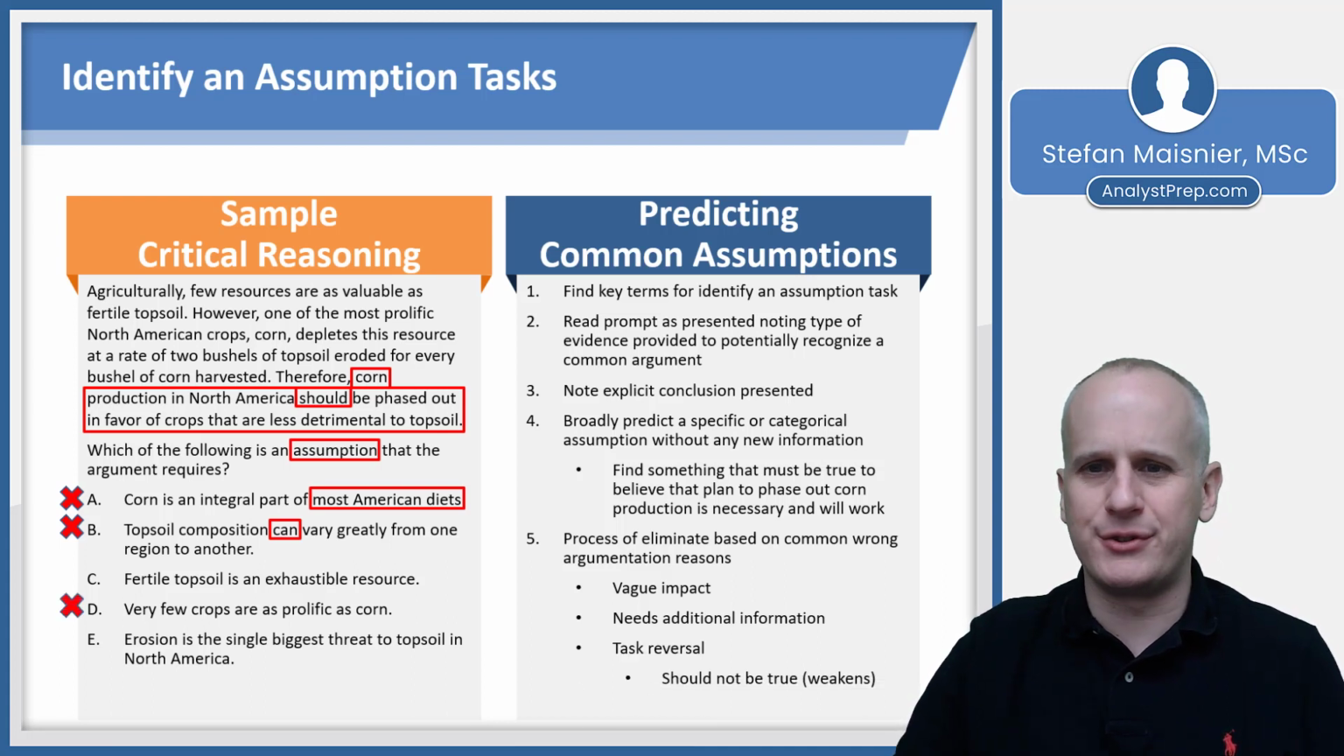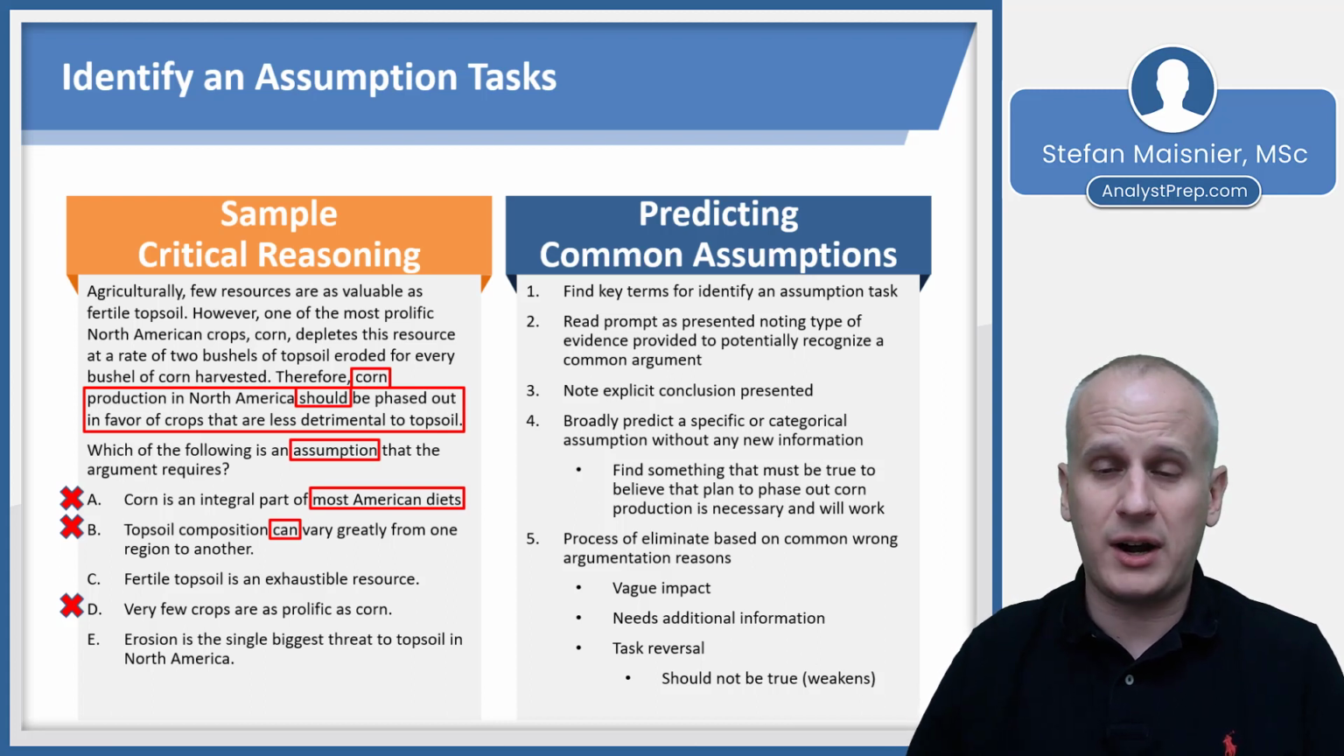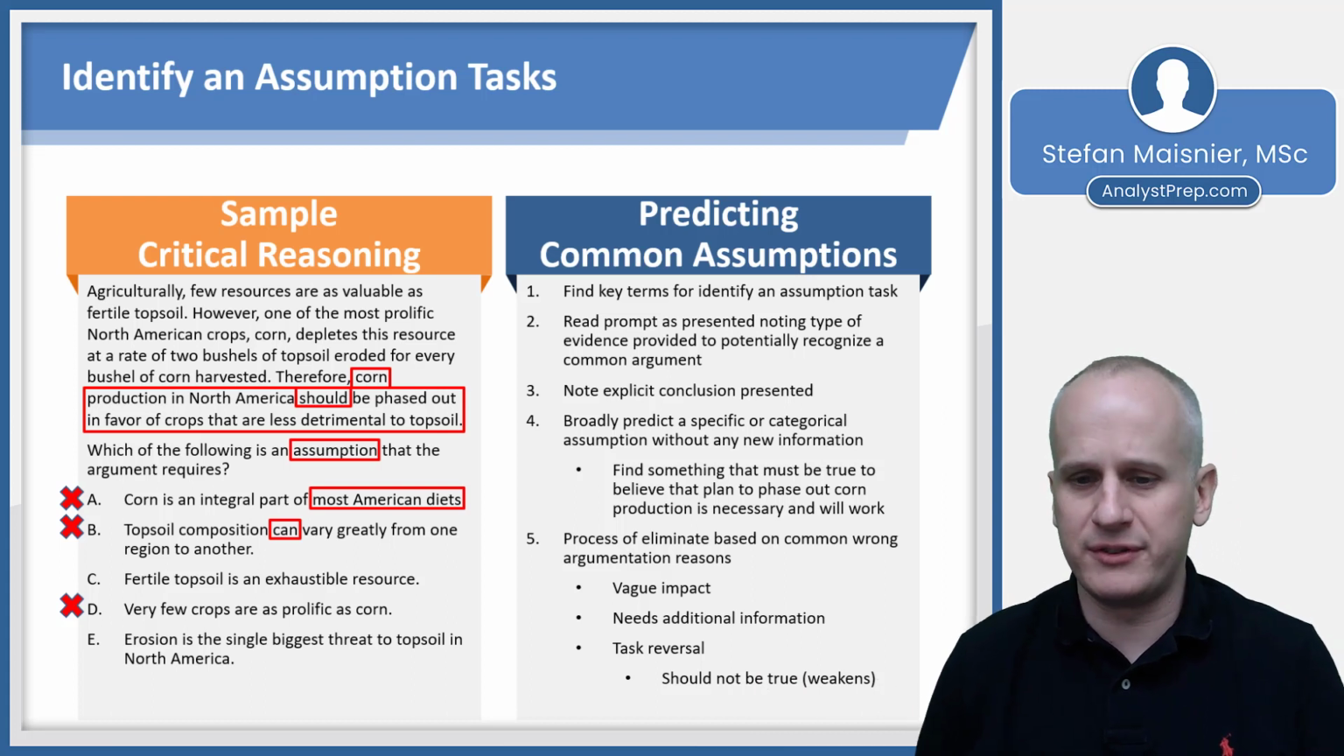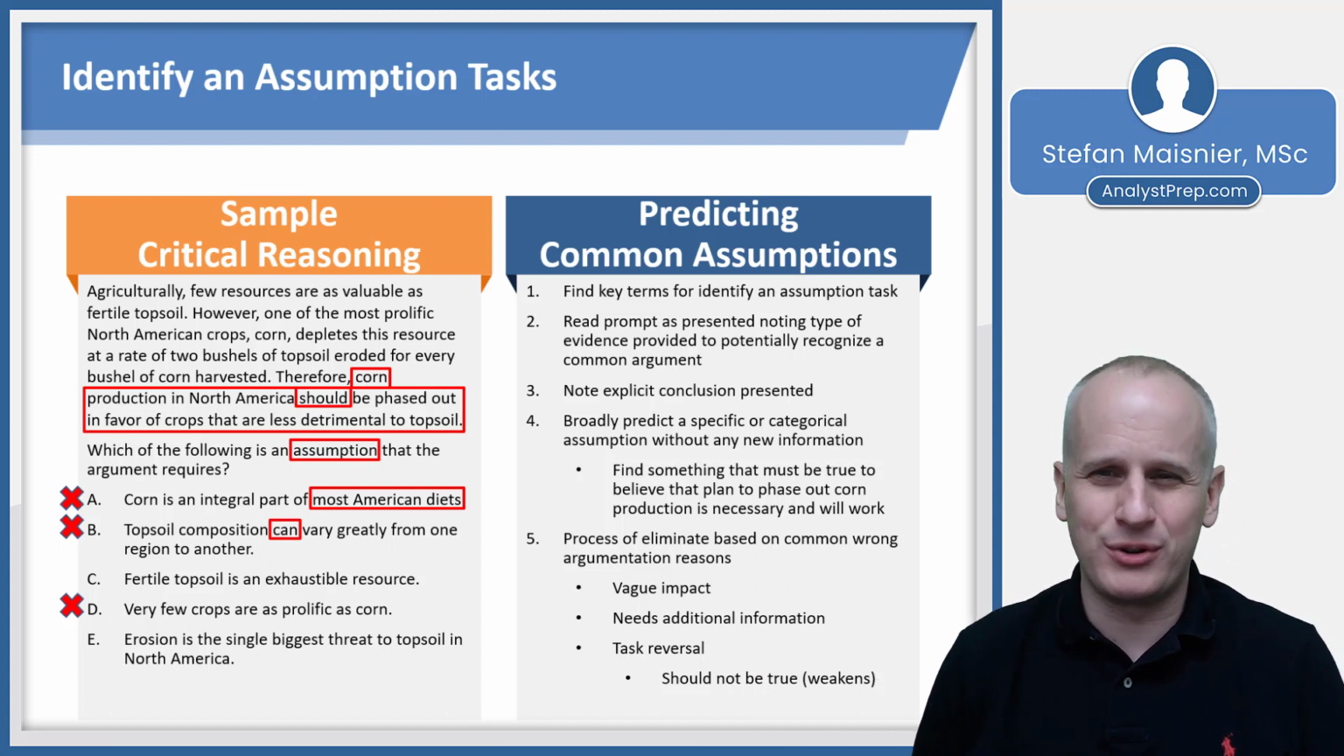And we've got task reversals as well. They're a little bit different for assumption tasks. So, things that should not be true because they weaken the argument. So, very few crops are as prolific as corn. Well, if that's true, this gives a reason we don't want to phase out corn, because it's a prolific crop and we kind of want to keep it, right? It's also a little bit redundant because one of the most prolific crops is kind of the same as very few crops are as prolific as corn. But regardless, it's more so giving a reason that we wouldn't want to execute the plan as opposed to being something that we need to believe for the plan to be valid.